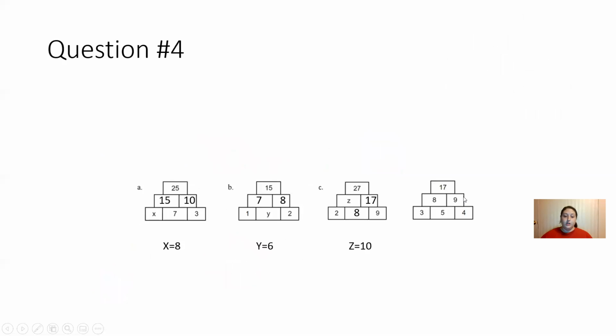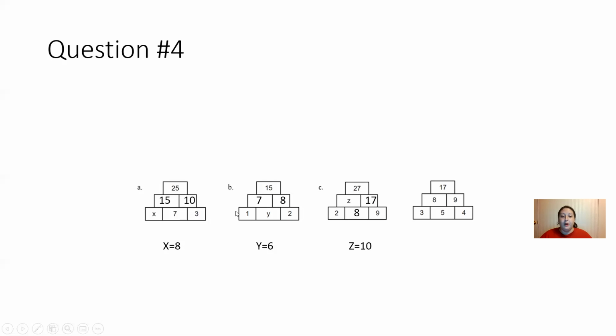All right, so moving on to question 4. So what we were given here, it's kind of hard to tell, but these bold numbers are the ones that I put in. We were given on the bottom row an X, 7, and a 3, and on the very top a 25. So this is very simple right here. We are just adding these two numbers. 7 plus 3 gives us 10.